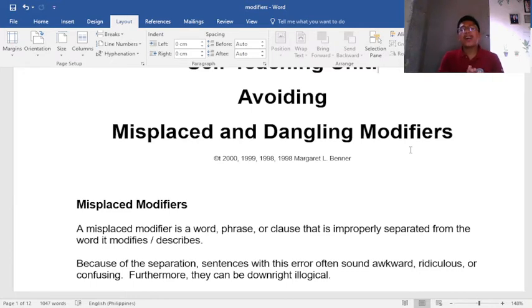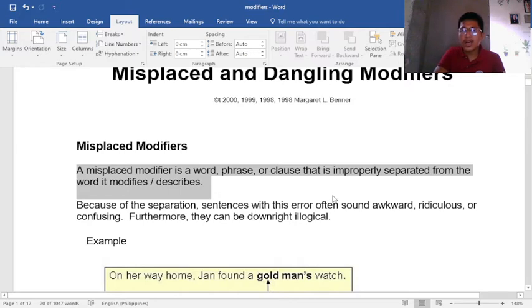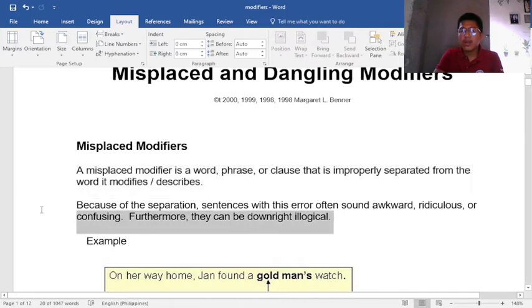Okay. Well, modifier is actually a description or a statement that describes or illustrates a certain subject. Okay, for example, here the misplaced modifier. What is a misplaced modifier? Well, a misplaced modifier is a word, phrase, or a clause that is improperly separated from the word it modifies or describes. Take note that because of the separation, sentences with this error often sound awkward, ridiculous, or confusing. Furthermore, they can be downright illogical.